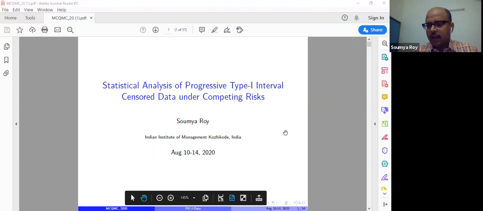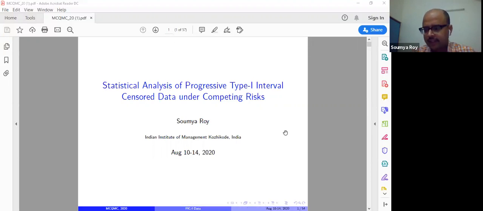Hello everybody, I'm Soumya, currently working as an assistant professor at Indian Institute of Management, Kozhikode. Today, I am going to talk on statistical analysis of progressive type 1 interval censored data under competing risk.